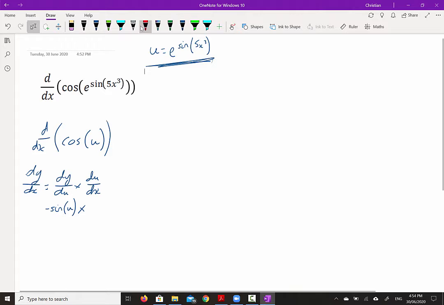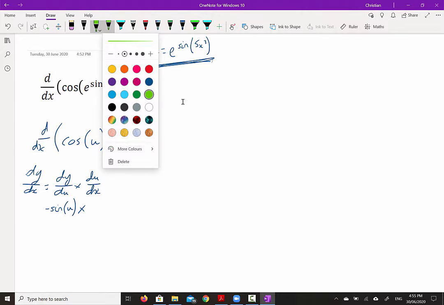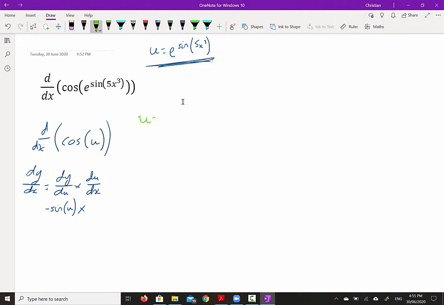I'm going to use a different color to try and keep us a little bit more organized. You can do this with boxes or just separate sections of the page, whatever you want to do. But we're going to use the chain rule again, and we're going to say that u this time is equal to e of, let's say, w, where w is going to be our inside piece. So we're slowly breaking this down into smaller and smaller pieces, but notice how I'm working from the outside in to try and break it into pieces.